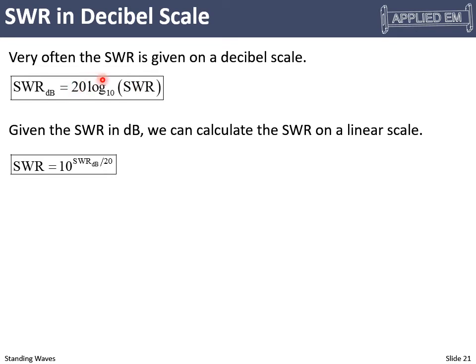Why the 20? Because the standing wave ratio is derived from amplitude quantities, but dB is always power, and so we need to square those amplitude quantities. And so we get a 20 here instead of a 10 because that squared comes out here. Decibels are defined as 10 log 10, but if we put amplitude quantities in here, that squared comes out, making it a 20. Now we can do this the other way around. If we're given the SWR in dB, we can then calculate the linear SWR from that. We just divide our dB standing wave ratio by 20 and then use that as an exponent on 10. So we can convert back and forth.